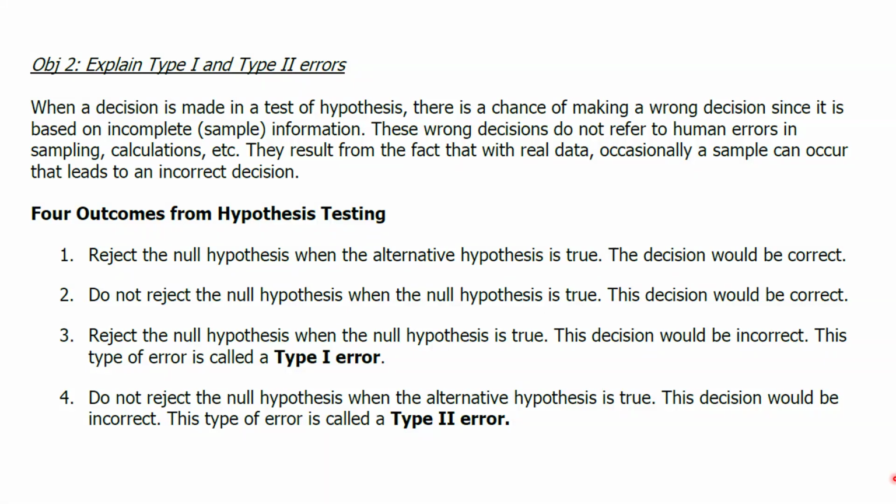So think of it like this. If you flip a fair coin, you might get 8 heads in a row just by luck. That unusual sample might make you wrongly think that the coin is biased. That's not a mistake you made. It's just bad luck with the sample.